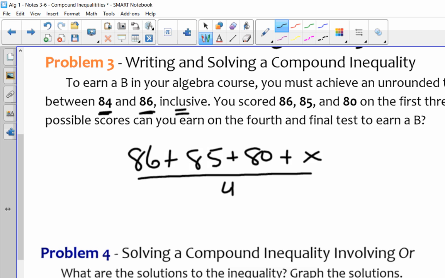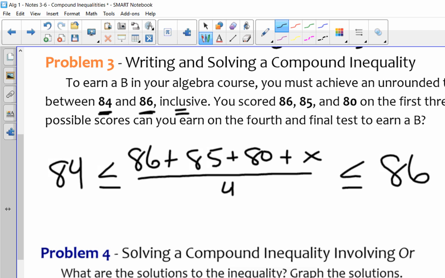Now what we're going to do is make a compound inequality. I have a lower value that I can get, and I have a bigger value that I can get, 84 and 86. Inclusive meant it could be equal to. So I could get a score that's either equal to or greater than 84. And to still stay in that B, I'd have to get a score that is equal to or less than 86.